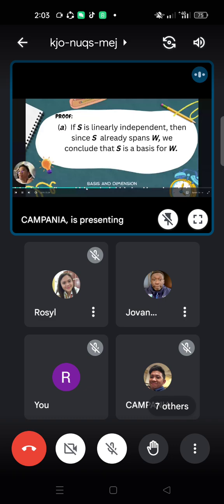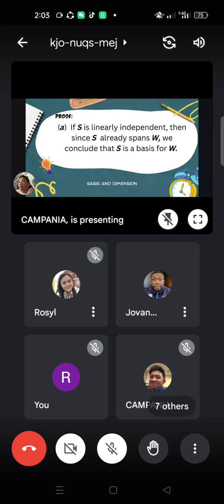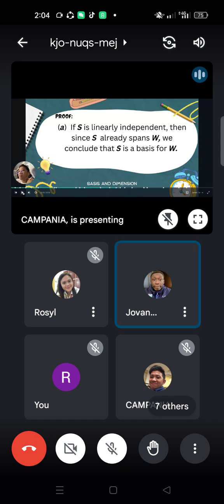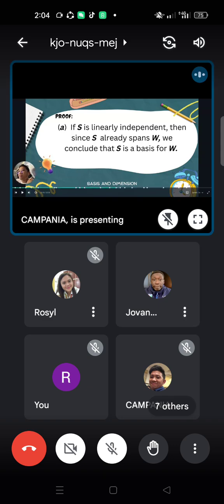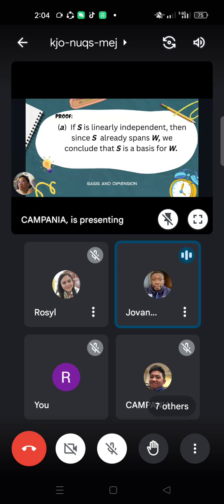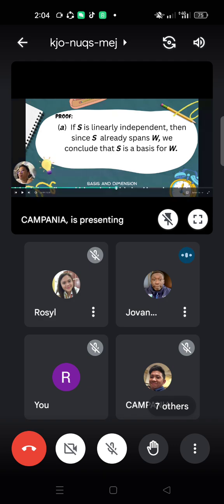And then since S already spans W, then we conclude that S is a basis for W. If S is linearly independent, it follows that all its subsets are... S spans W, we conclude that... Do you get it, class? Go back to the previous slide. Previous slide.